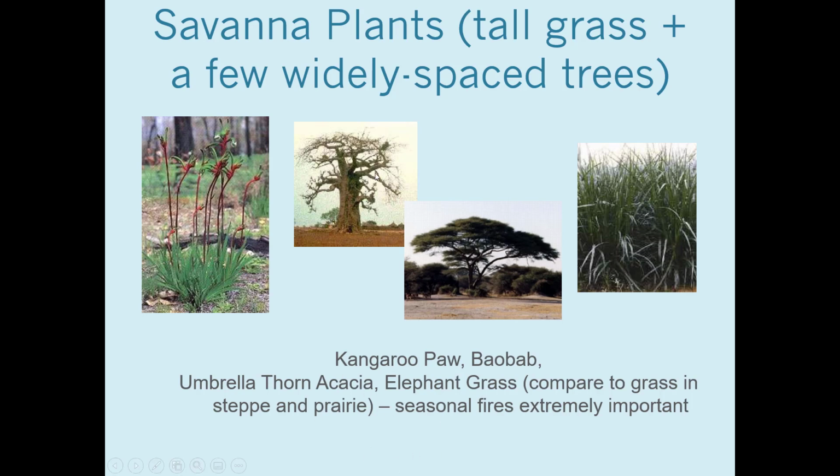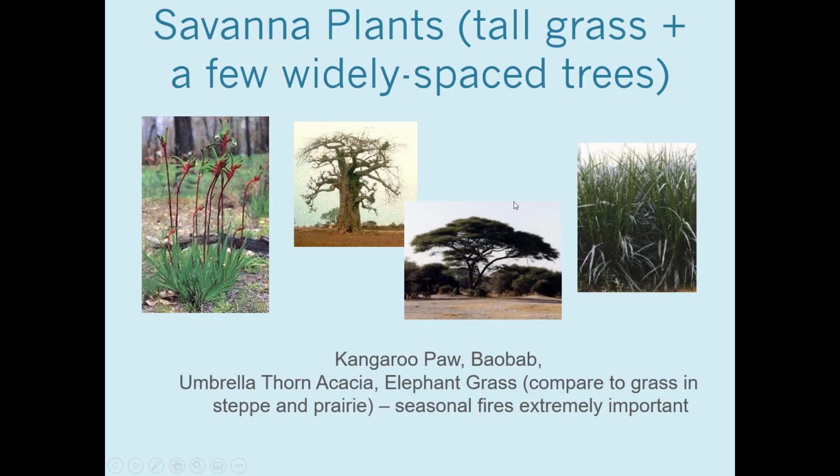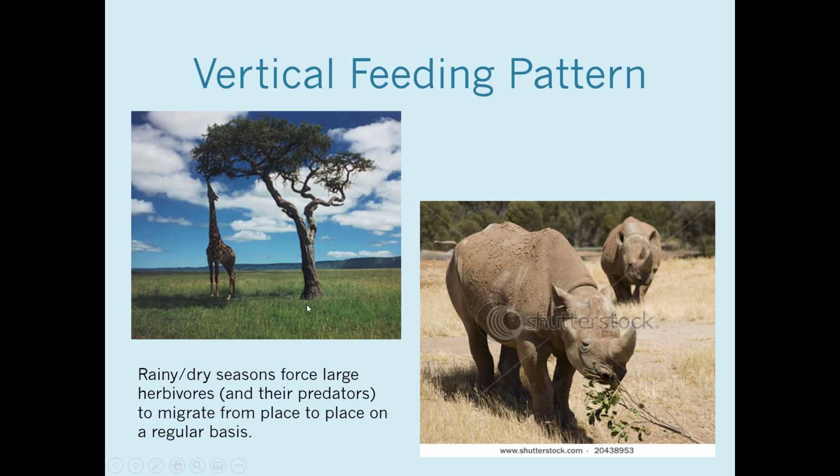Something else to think about is that the ability to support an occasional tree and really tall grass tells you that, although it says medium productivity, its productivity is going to be higher than the prairie. Okay, so here are a bunch of different types of savanna animals. Make note of the fact that the reason all of these animals can exist in the same place, and we'll talk about this a little later, is because there's a vertical feeding pattern. Rhinos will eat the stuff that they can get to, giraffes eat the stuff that they can get to, which means one tree can serve multiple different species.